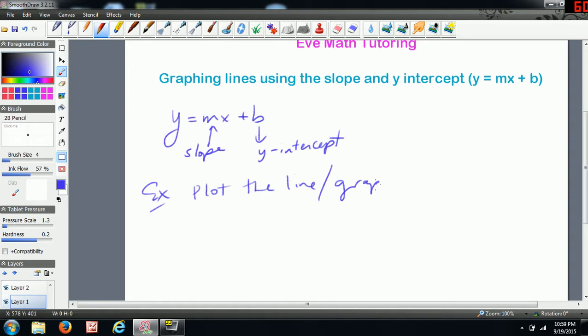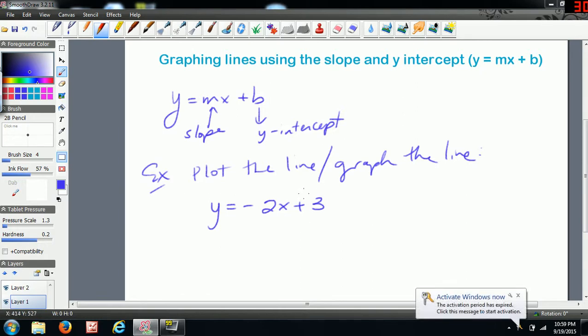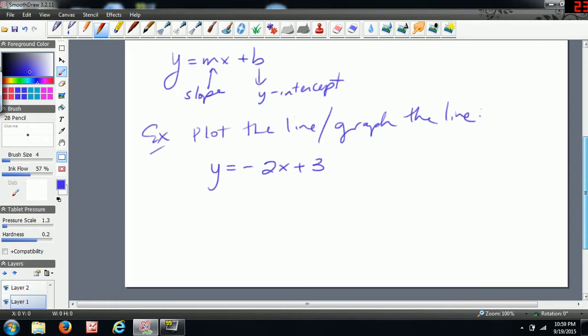and you're given y equals, say, negative 2x plus 3. Now this equation is already in slope-intercept form, so it's in the form y equals mx plus b. Doesn't matter what your m is or your b is. They can be positives or negatives. Because it's already in this form, it's going to be easy to graph it on a grid. Okay, so you're going to set up your graph.